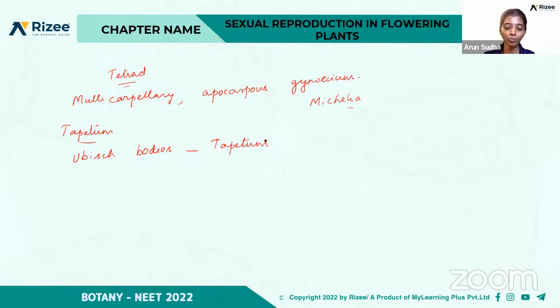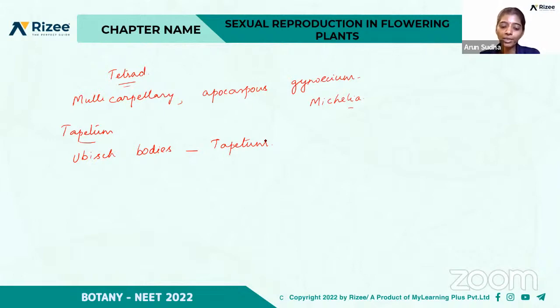And occurrence of more than 4 spores in a tetrad is called polysiphony, polyspermy, polyspory, polyembryony. Occurrence of C, that is polyspory. More than 4 spores in a tetrad, that is called polyspory, that is more spores are present.